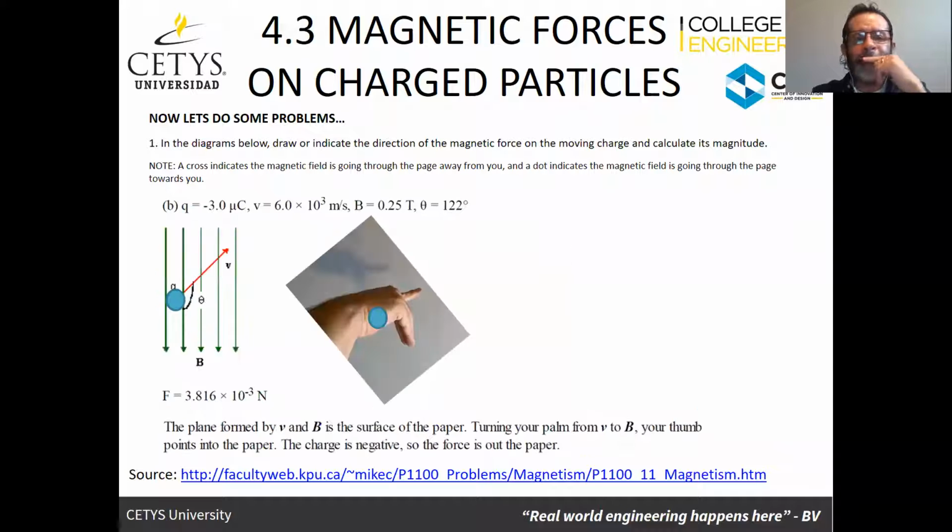Okay. In the next one, it's a very similar situation. The only difference with this one is that the charge is negative. What happens when the charge is negative? So the field is going downwards. The velocity is going upwards at an angle, and the thumb is still pointing into the page. However, since the charge is negative, the force is going to be going opposite the way the thumb is. So it's actually going to be going towards us. So whenever the charge is negative, it's the opposite of where the thumb is going.